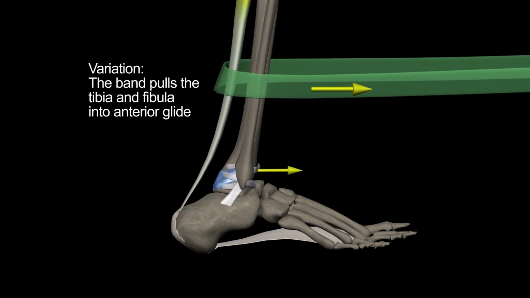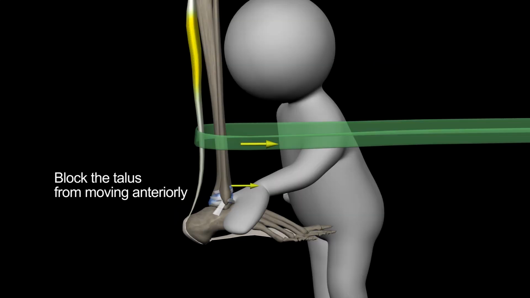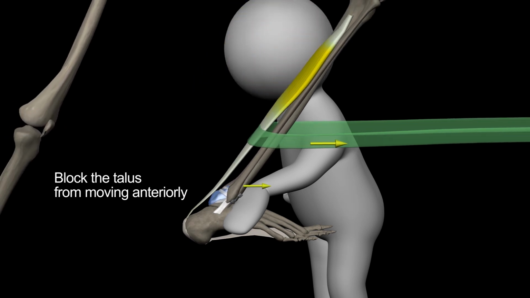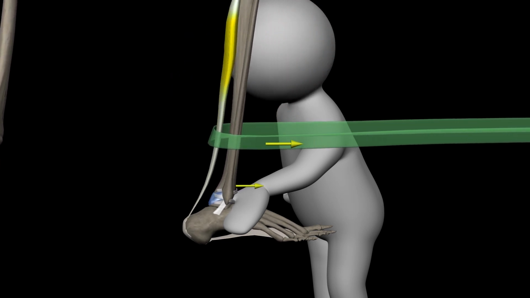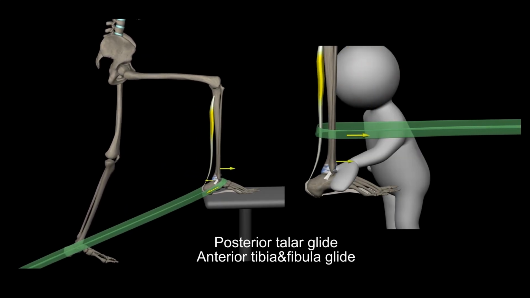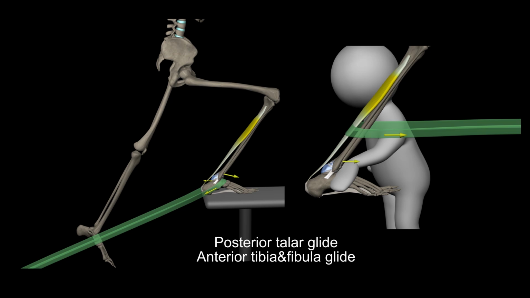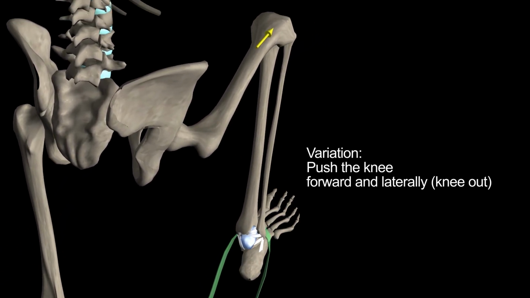Variation: the tubing pulls the tibia and fibula into anterior glide. The trainer blocks the talus from moving anteriorly. The result is posterior talar glide and anterior tibia glide. Another variation: push the knee forward and laterally knee out.